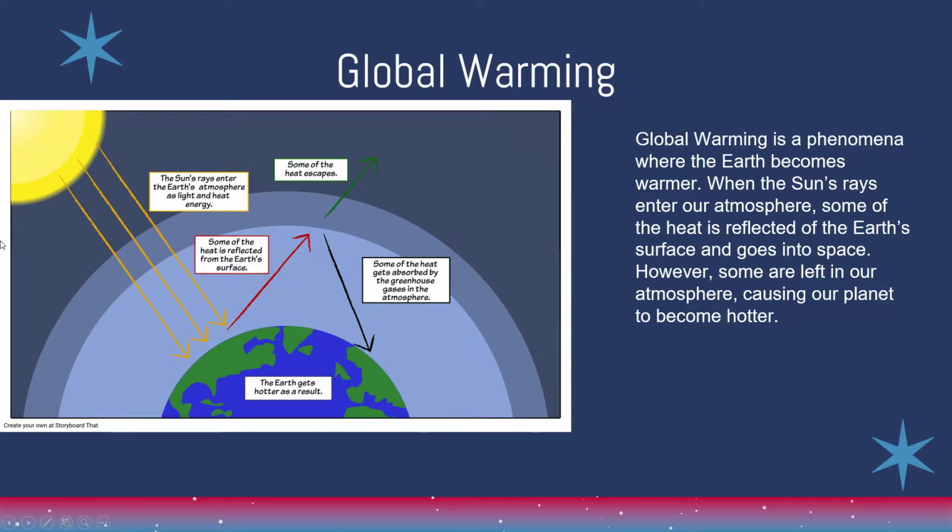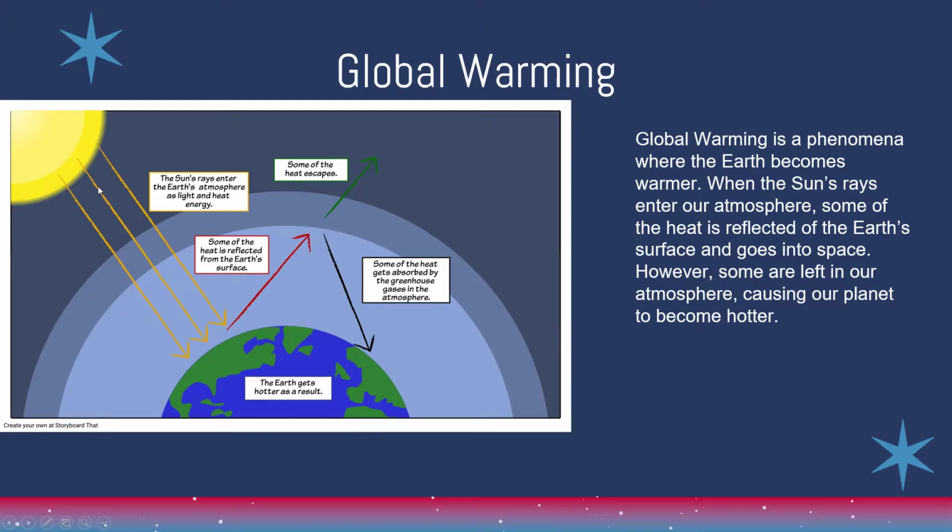So, based on this diagram, we are able to see that the sun's rays enter the Earth's atmosphere as light and heat energy. So, these yellow arrows represent the sun's rays entering our atmosphere. This red arrow here represents some of the heat which is reflected from the Earth's surface and escapes here in this green arrow. So the rays travel here, get reflected, and escape into space.